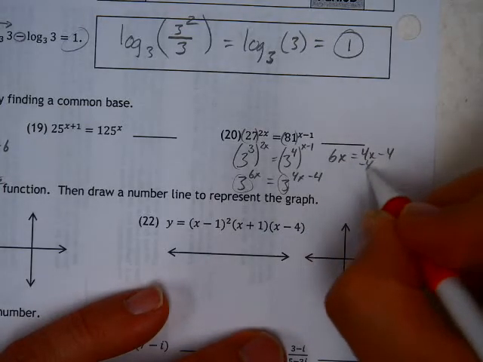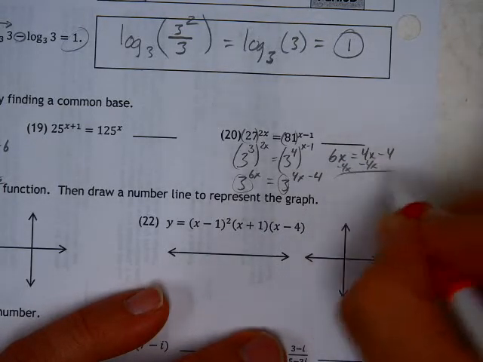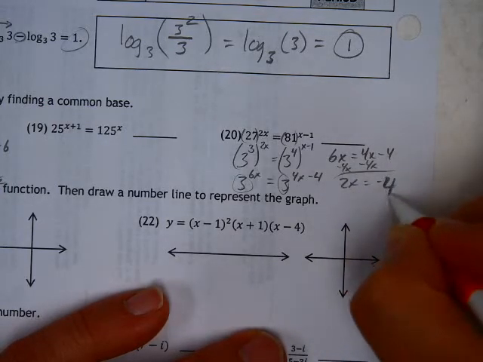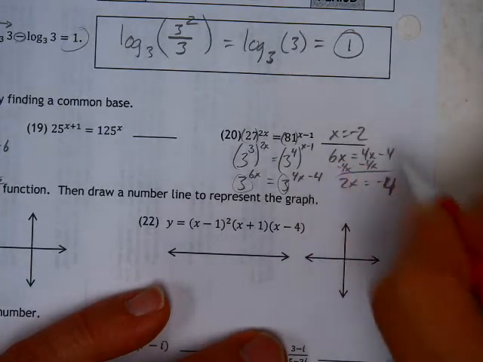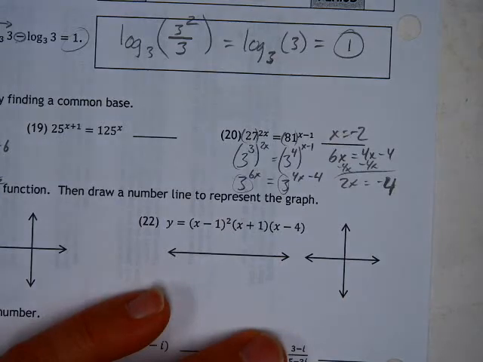Subtract the 4x from both sides. It's kind of the same problem we just did. 2x equals negative 4. Divide by 2, you get x equals negative 2. You can kind of go back and plug it in and do the same thing we did earlier.